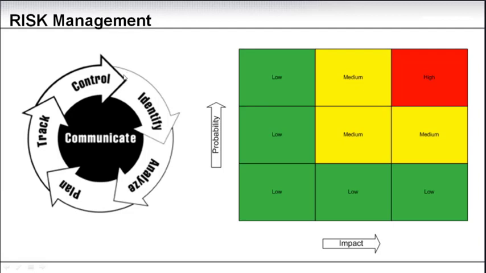Now, the process starts here, where you go through a circle where you start to identify the risks, you analyze the impact of those risks you identified, you then plan how you are going to deal with the risk, you track that you execute your plan, your action plan, your mitigation plan, and then you control: have you improved the situation, or is the risk still there?